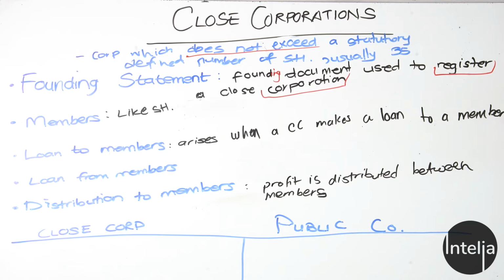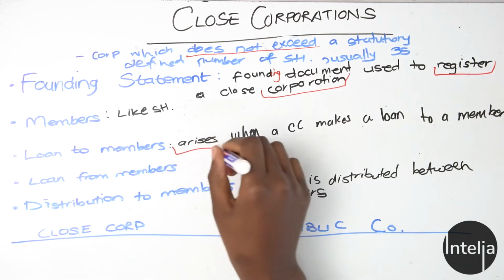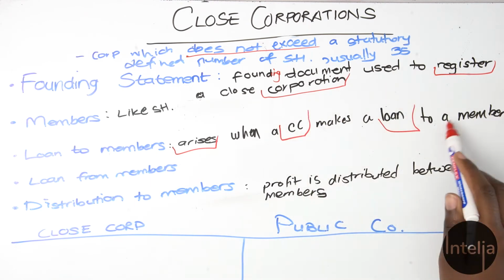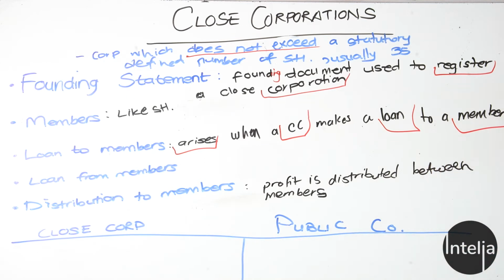Then we have a term which is referred to as the loan to members, and that arises when a closed corporation makes a loan to a member, right? So basically this is when a member comes up and says, listen, I need a loan. I suppose for us in a company it may be called a drawing, so here it is called a loan to the members. So the closed corporation can then loan money to a member.